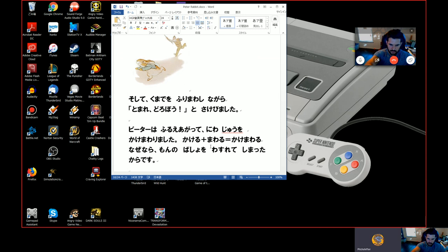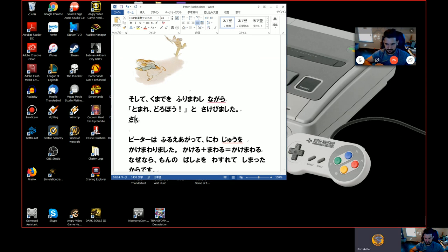Dorobo to sakebimashita. What is sakebi? Sakebu means shout. Shout. Sakebimashita. The dictionary form is sakebu. Yeah. Okay, great. Sakebu. So sakebimashita.